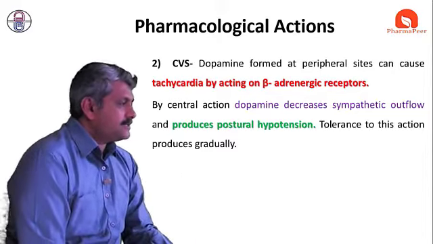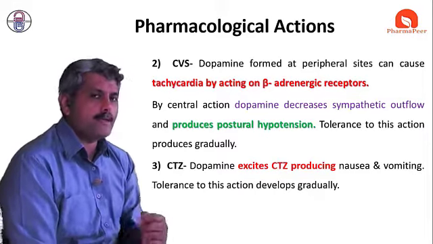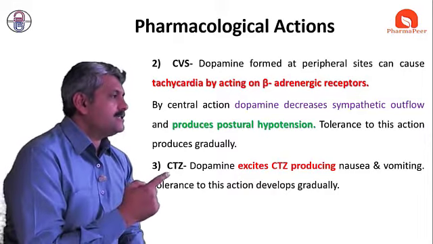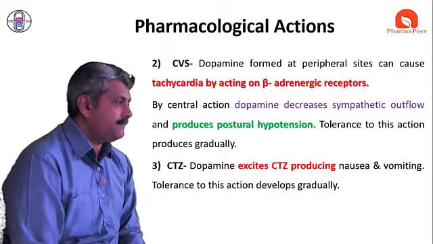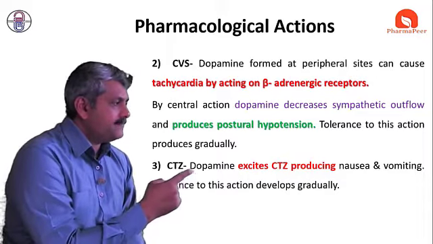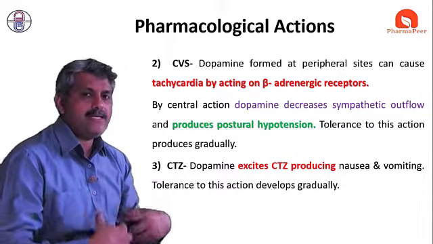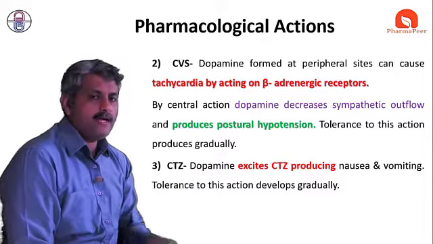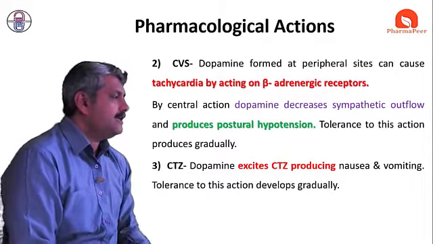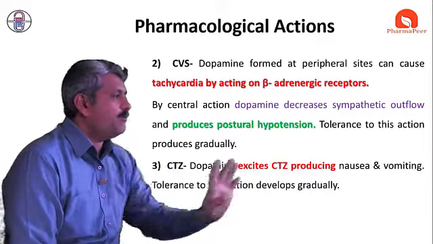Along with the cardiovascular system, the next point is the CTZ, that is nothing but the chemoreceptor trigger zone. This chemoreceptor trigger zone is responsible for nausea and vomiting in our body. Whenever the concentration of dopamine increases in the brain, it excites this CTZ, and due to the excitement of the CTZ, it induces nausea and vomiting.